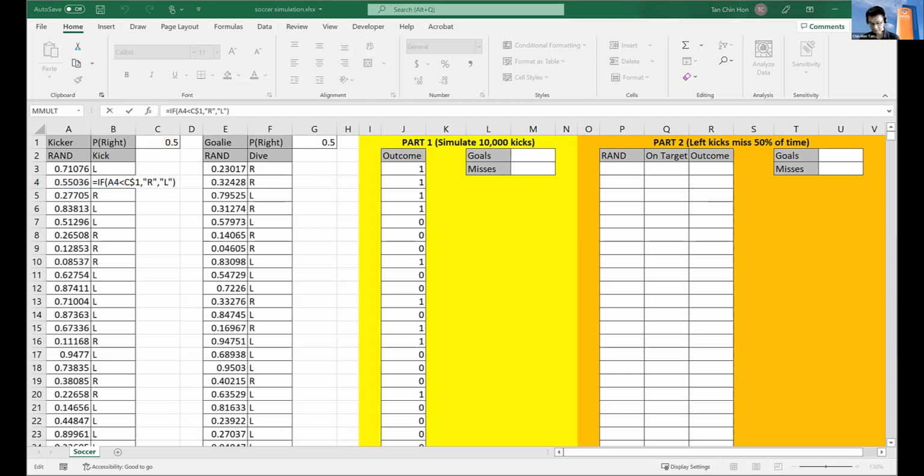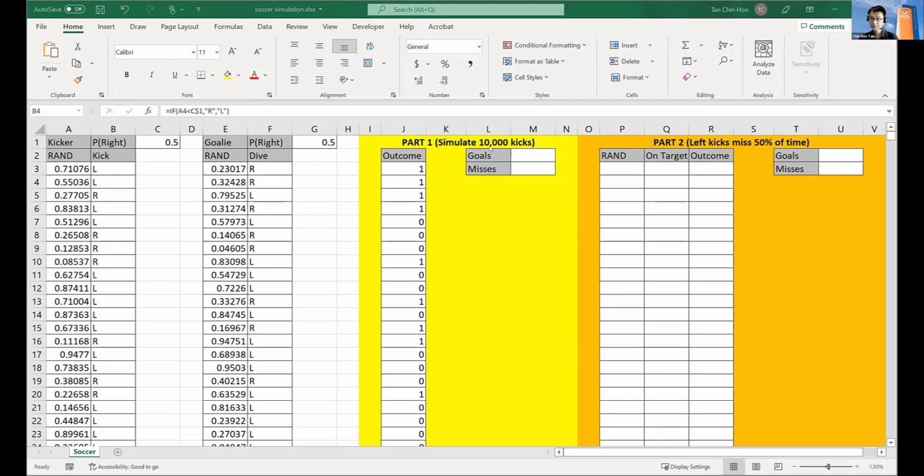Okay, and so very quickly, let me just amend this function over here. My apologies for that. And this one over here as well. Okay, and once we have that, we just need to copy and paste it down all the way.